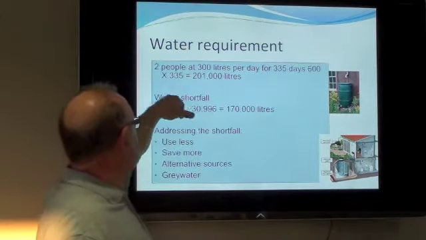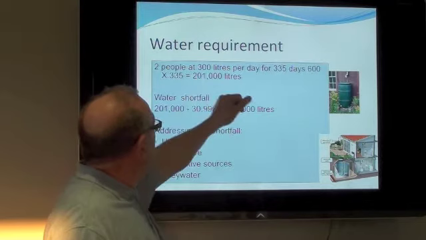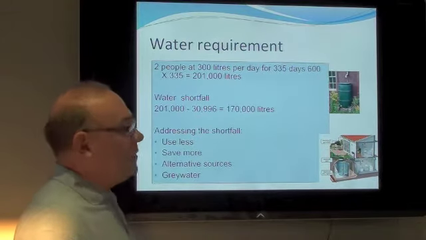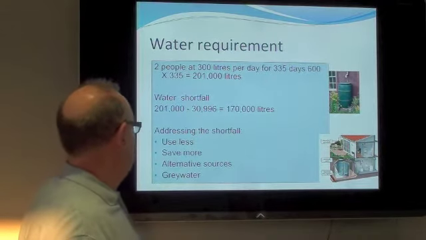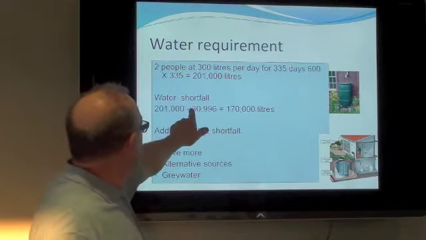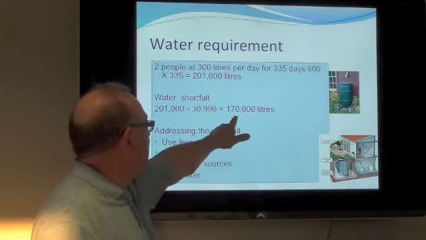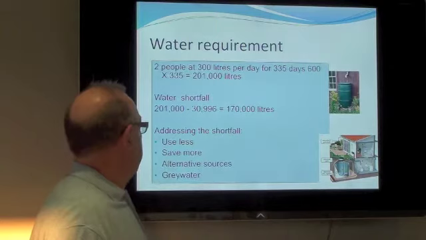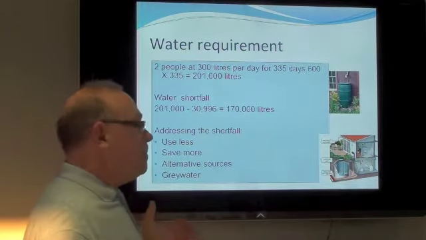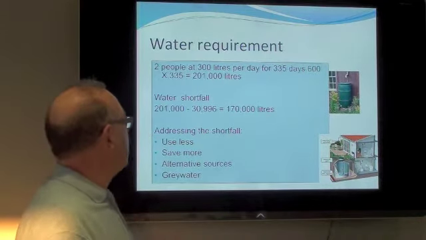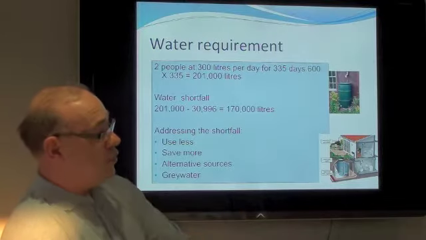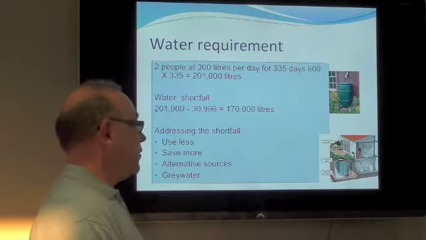With your 600 liters, it's 201,000 liters of water required to run that household for the year. Your water shortfall is 170,000 liters. So you're going to be needing here in Saskatchewan to have a switch over. You're going to have to cross over to another source at some point.